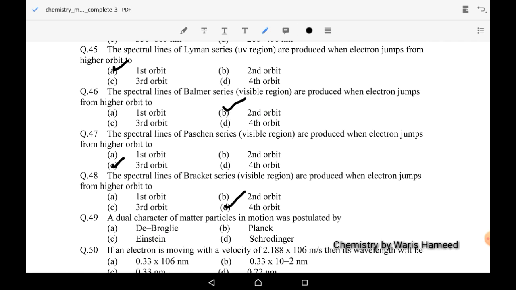A dual character of matter particles in motion was postulated by de Broglie. De Broglie told about matter characteristics that it can act as a particle as well as a wave.